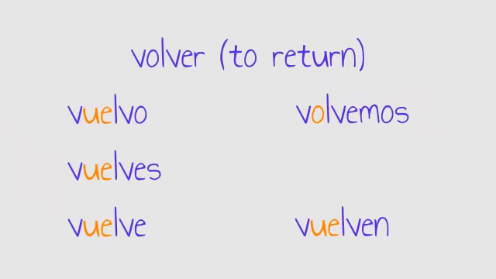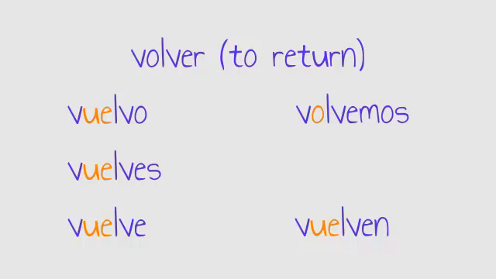Good. ER verb, volver, to return. Same thing. You have your ER verb endings, o, es, e, emos, en. But again, you change the stem in all of its forms except for the nosotros form. Vuelvo, vuelves, vuelve, volvemos, vuelven. And how do you know that the stem changes again?